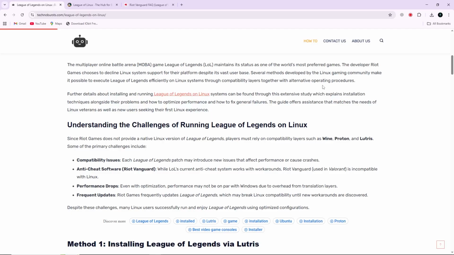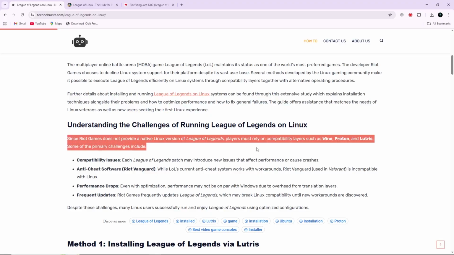League of Legends has been a very popular game for years, and many Linux users have tried different ways to play it. In the past, it was possible to run League of Legends on Linux using tools like Wine, Lutris, or Proton. However, in 2025, the situation is very different.